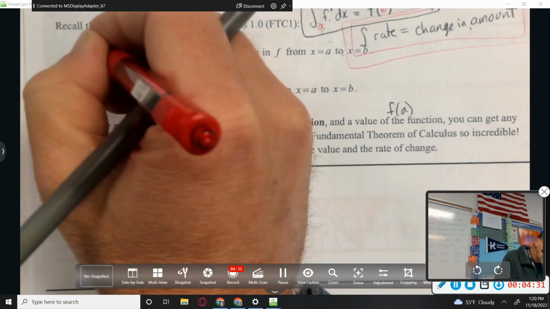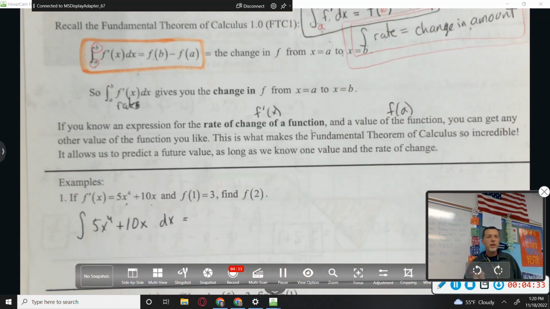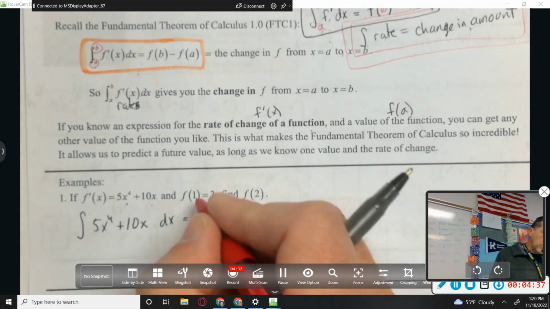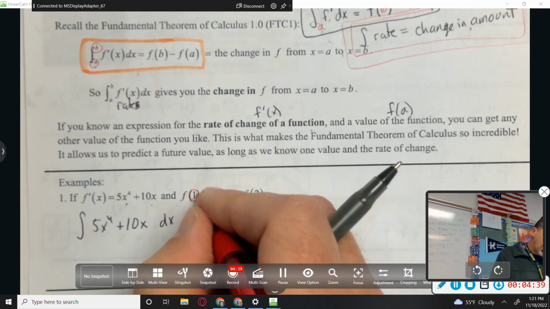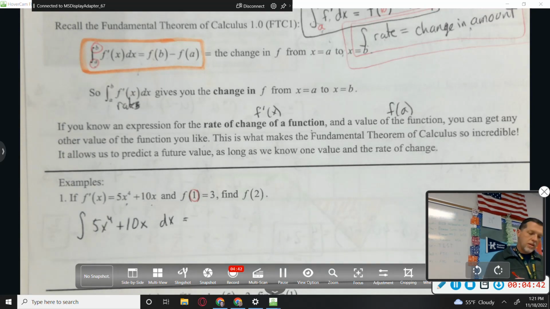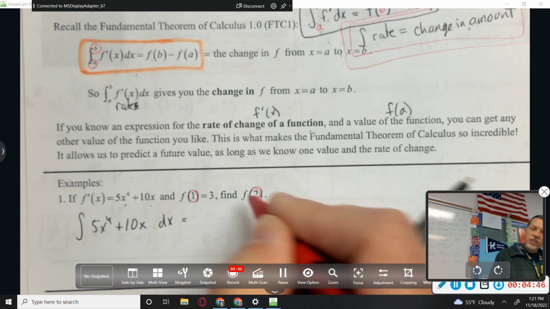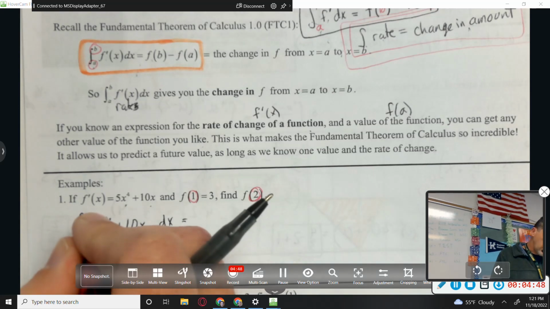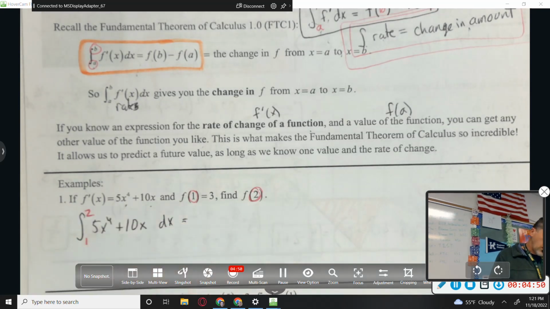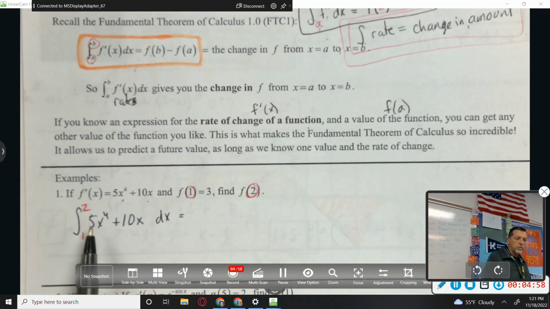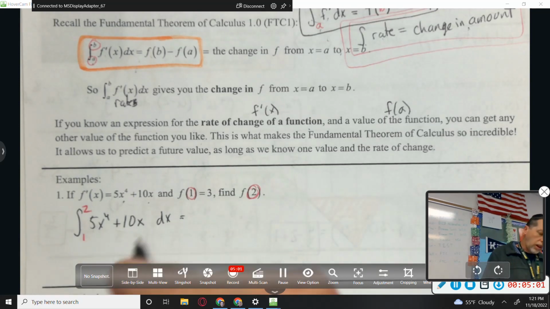What do you think my limits of integration should be? 1 to 3? I like the 1. But my limits have to be x values. So let's go 1 to 2. I was thinking 3 so you could get 2 in the middle, but that would probably create more work. So you have to use the x values either that you're given or that you're concerned about. So we'll use 1 and 2 for this one.